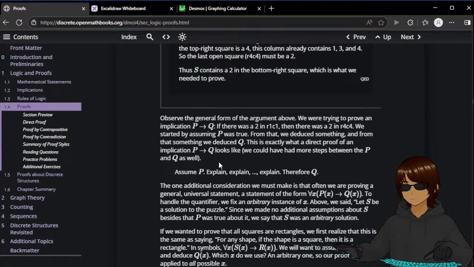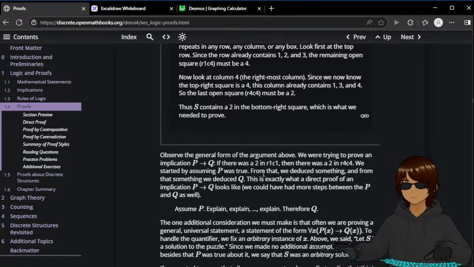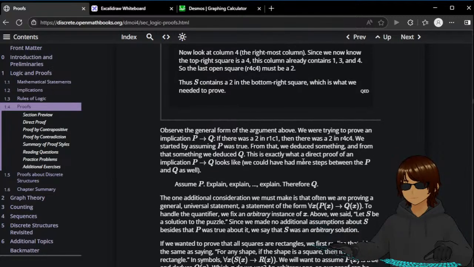Observe the general form of the argument above. We are trying to prove an implication, P implies Q. If there was a 2 in R1C1, then there was a 2 in R4C4. We started by assuming P was true. From that, we deduced something, and from that something, we deduced Q. This is exactly what a direct proof of an implication looks like. Assume P, explain, therefore Q.